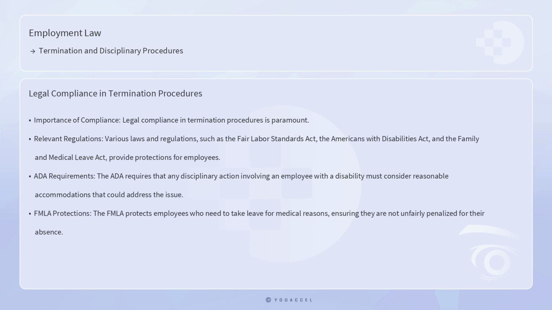Legal compliance in termination procedures is paramount. Various laws and regulations, such as the Fair Labor Standards Act, the Americans with Disabilities Act, and the Family and Medical Leave Act, provide protections for employees that employers must adhere to. For instance, the ADA requires that any disciplinary action involving an employee with a disability must consider reasonable accommodations that could address the issue. Similarly, the FMLA protects employees who need to take leave for medical reasons, ensuring they are not unfairly penalized for their absence.